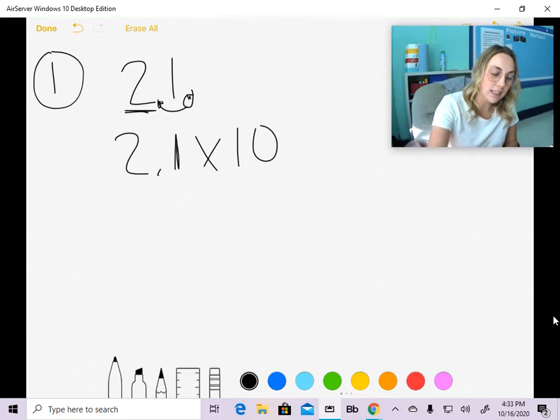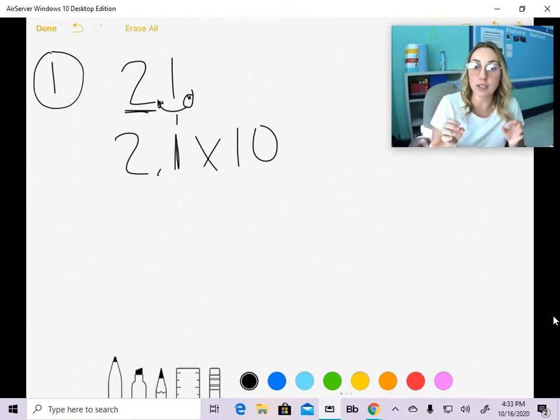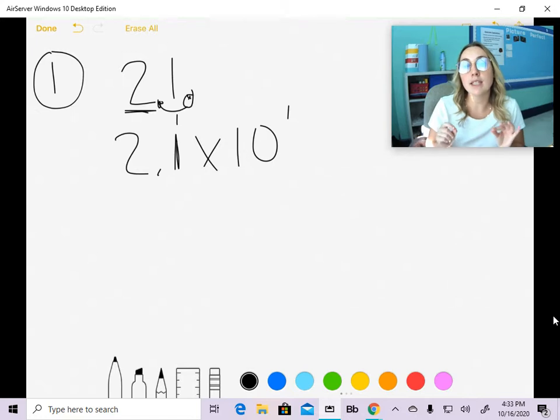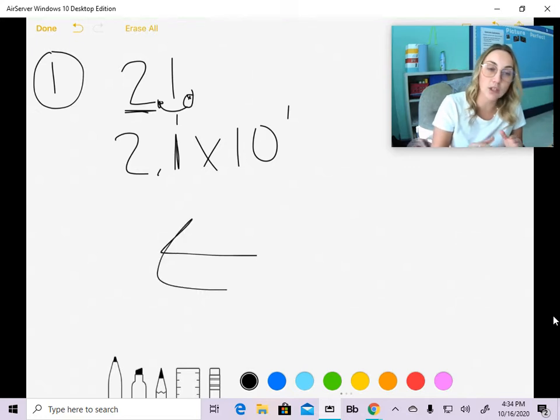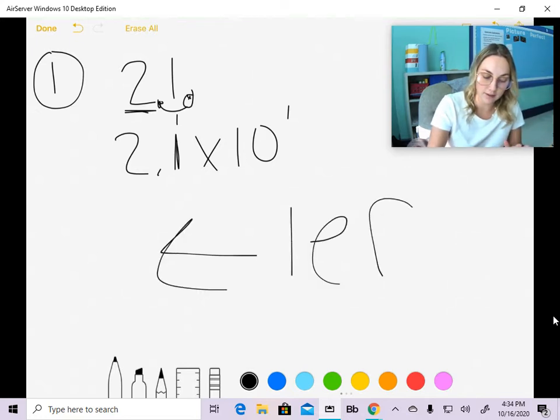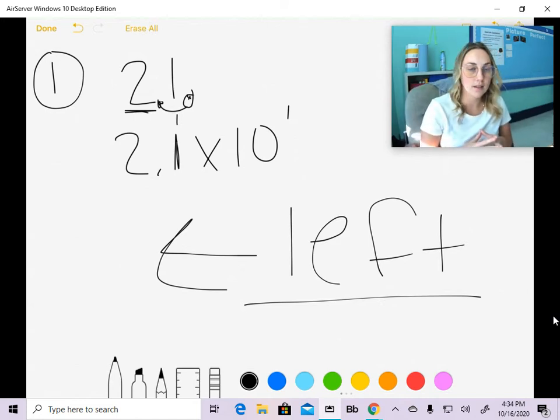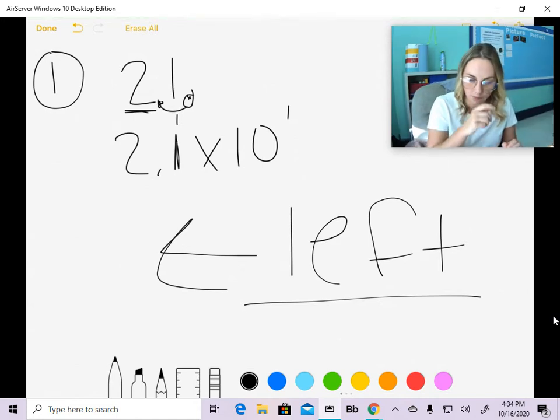And then how many times we move the decimal over is how many exponents we're going to have. In this case, it's going to be 1. And since we moved the decimal to the left, it is going to be a positive exponent. So remember that if you move it to the left, it will always be positive. Okay? All right. So let me do another example of one of these.